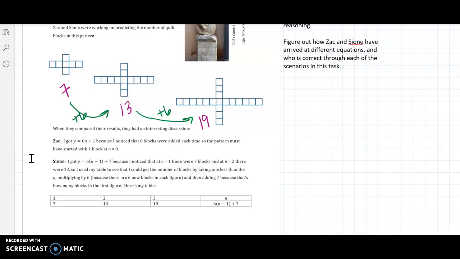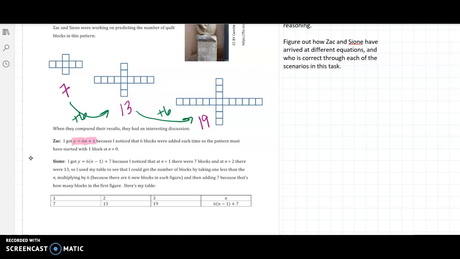Here's the discussion that Zach and Sion had about this pattern. Zach says he got y equals 6n plus 1, because I noticed that 6 blocks were added each time, so the pattern must have started with 1 block at n equals 0.